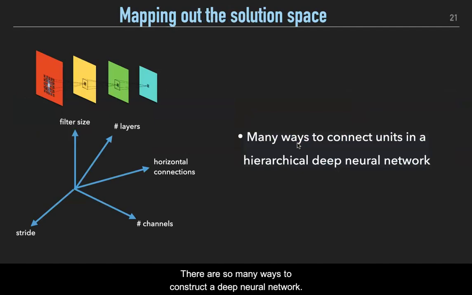There are so many ways to construct a deep neural network. There are so many things you can vary, like the stride, the filter size, the layers, and so on and so forth. The parameter space is very large. What we try to do is to broadly characterize some qualitatively different solutions that exist in this space, guided by intuitions and inspiration from the brain.